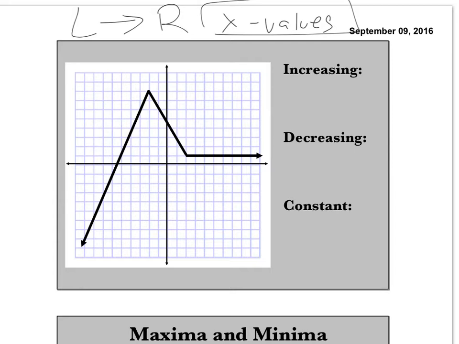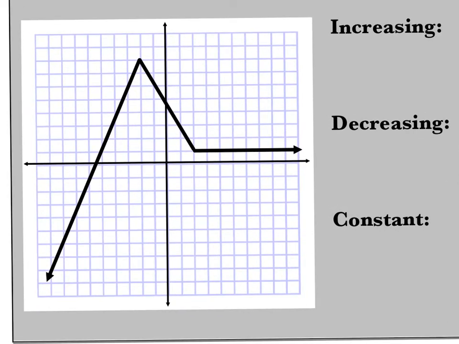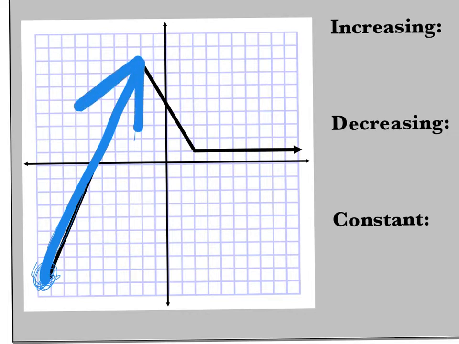So let's look at this first example here. We have a graph. It looks like it's made up of 3 different line segments. We want to describe where it's increasing, where it's decreasing, and where it's constant. So let's start with increasing. Now read left to right. We notice that it starts increasing somewhere down here, and then it's going up in that direction. Just make this a little thicker. There we go. So it's increasing right there from left to right.